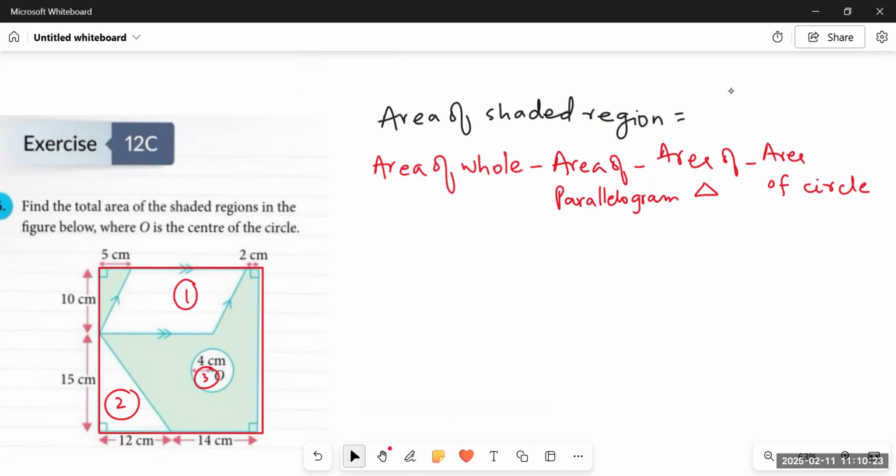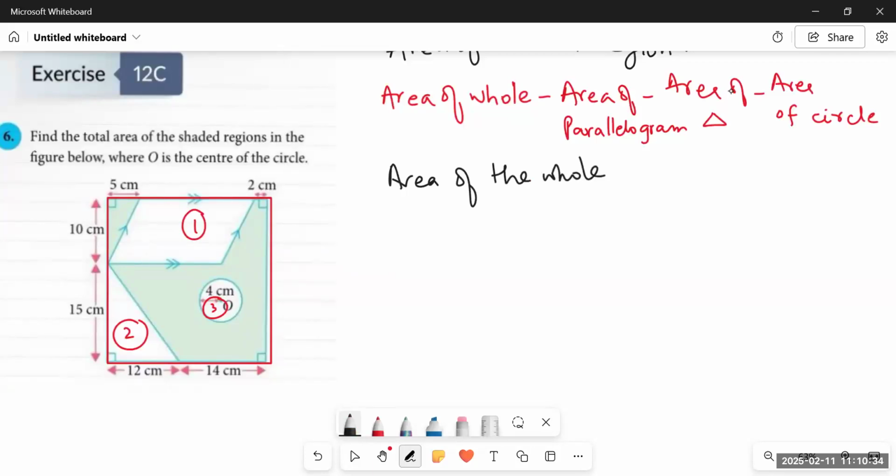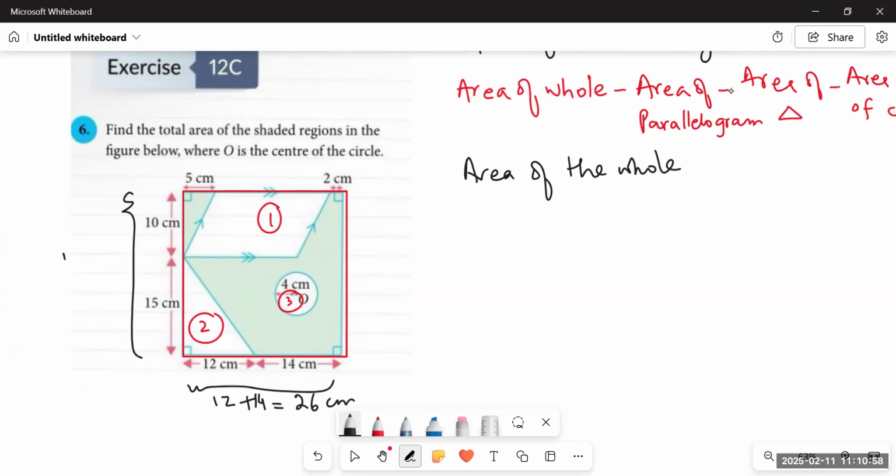Okay, students. So for that, first we will find out the area of the whole shape. Why am I saying a whole shape, not square or rectangle? Because we don't know, is it a square or is it a rectangle? If we look at its length, we'll find out that the length of this quadrilateral is 12 plus 14, which equals 26 centimeters. And if we talk about its breadth, it's split into 10 and 15, which equals 25. It means it's not a square, but a rectangle.